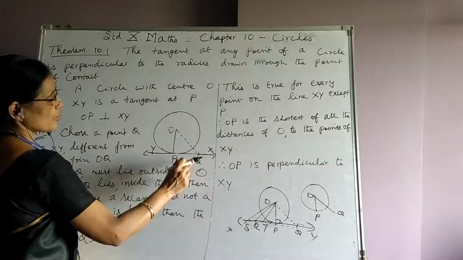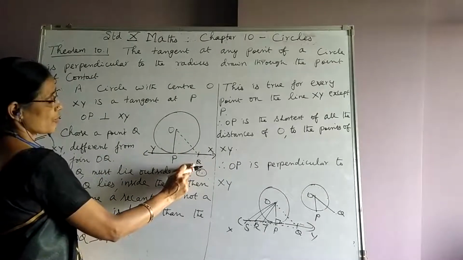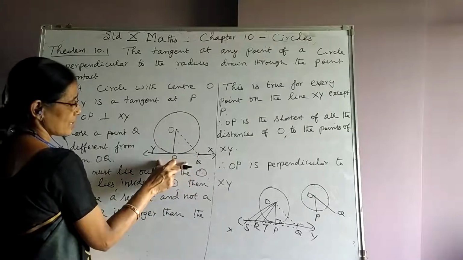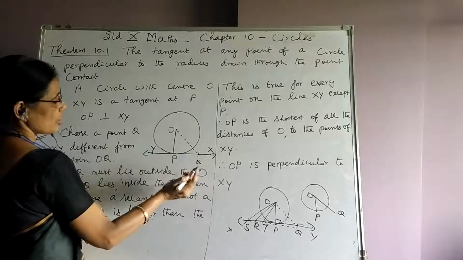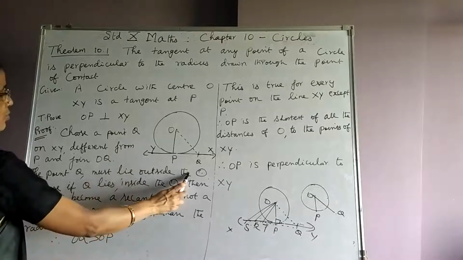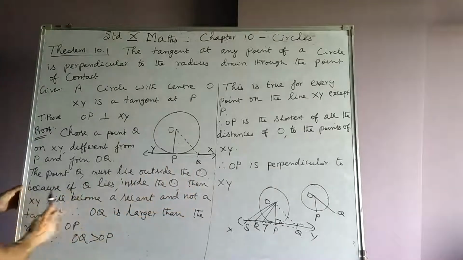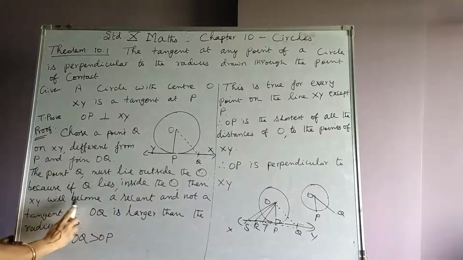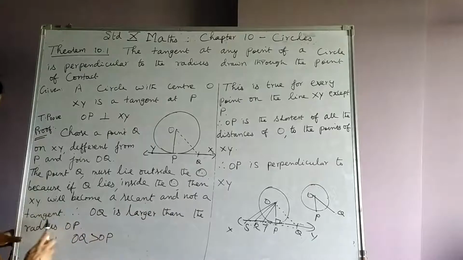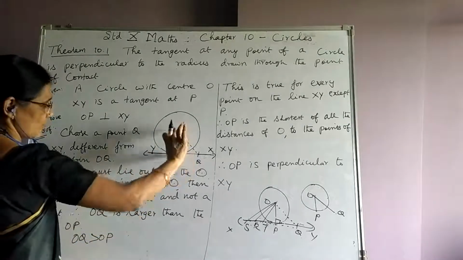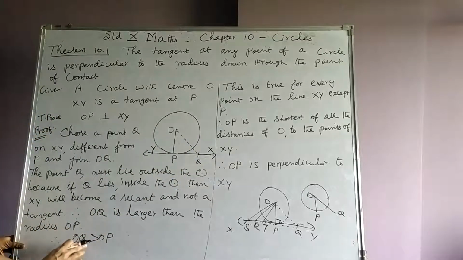Where does this Q lie? Q lies in the exterior of the circle. If Q lies in the interior, the tangent becomes a secant of the circle, which is not true. Therefore, Q lies in the exterior. So the point Q must lie outside the circle, meaning in the exterior, because if Q lies inside the circle, then XY will become a secant and not a tangent. Therefore, this OQ is greater than what? Greater than OP. OQ is greater than OP.